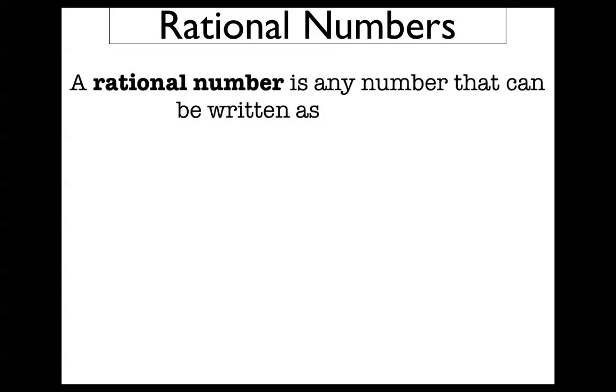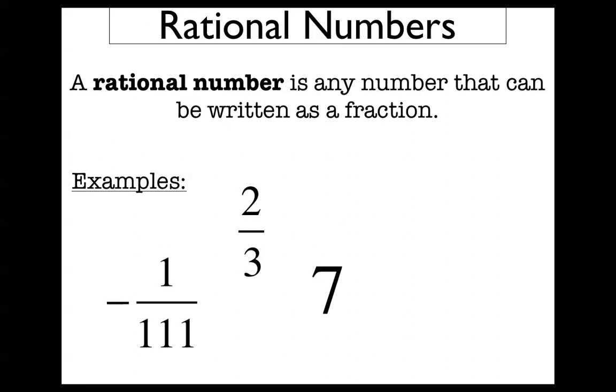A rational number is any number that can be written as a fraction, like 2/3 or -1/111, or any whole number, or decimals that can be turned into fractions. So an irrational number would probably be a number that can't be written as a fraction, but we don't really know what kinds of numbers aren't fractionable. So let me show you.